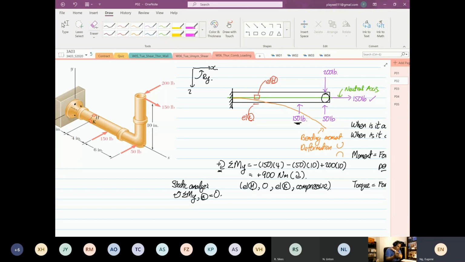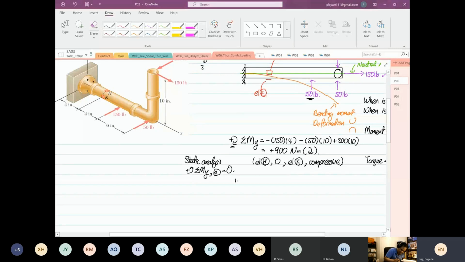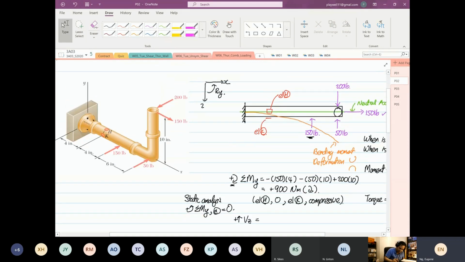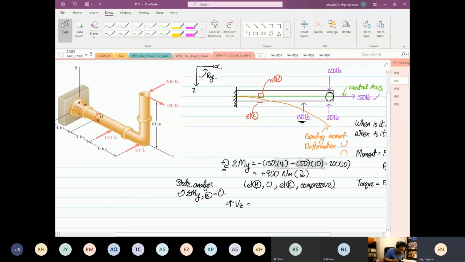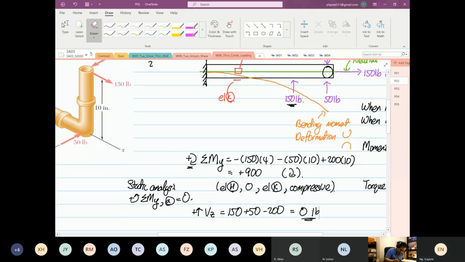Okay. And then the next one, all these forces will contribute to a shear force. So all the shear force going in that direction, in the Z direction. Anything that is going upwards is positive in my shear force. So you have 150 plus 50 minus 200. So this is going to be 0 pounds. Sorry, everything is in pound inch. What am I doing in Newton meter? I do apologize.